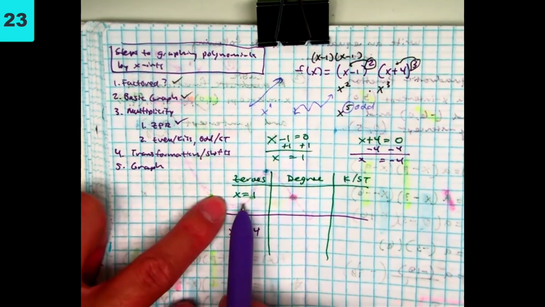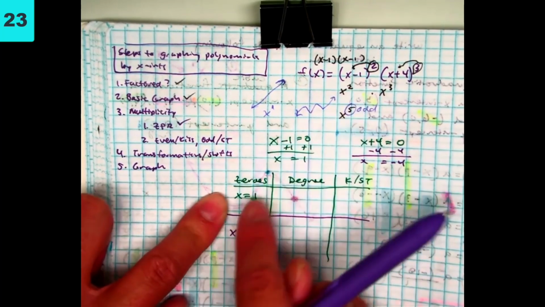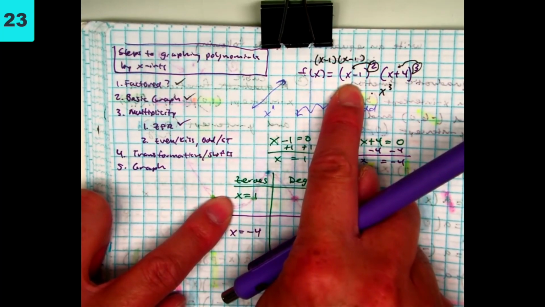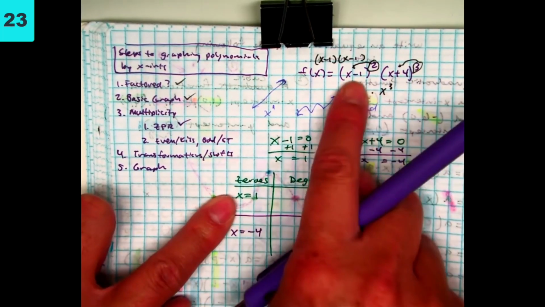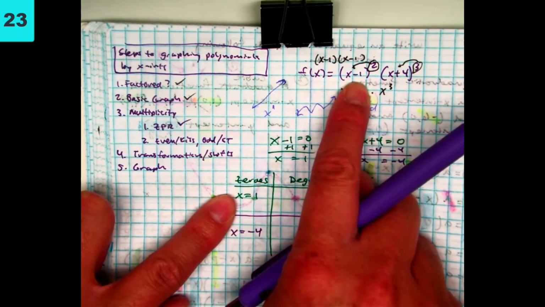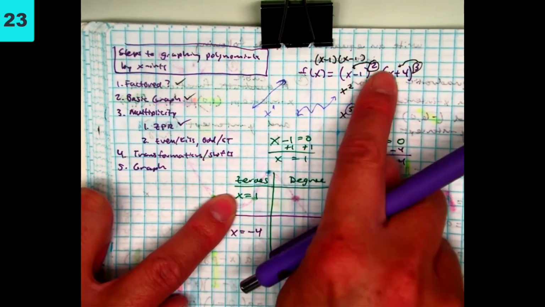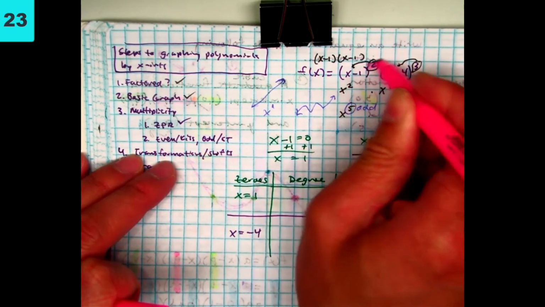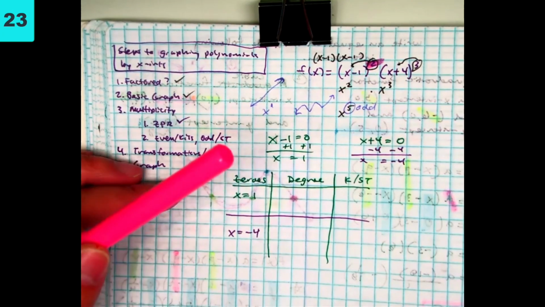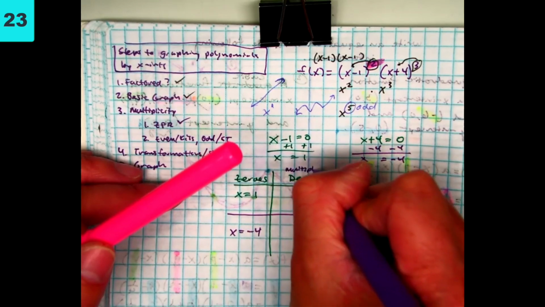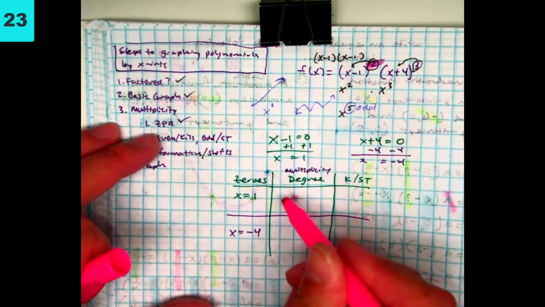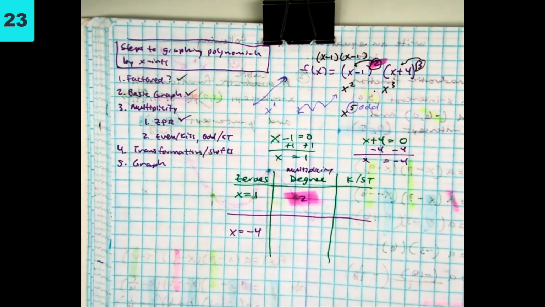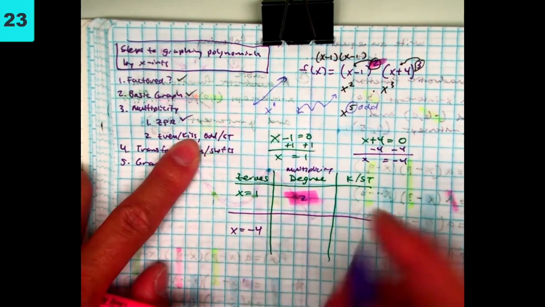Okay, let's look at x equals 1. So this is a big idea here. X equals 1 is the same thing as the binomial x minus 1. X equals 1 is the same thing as the parentheses x minus 1. I just showed that to you, right? So we look at its multiplicity here. Another word for its degree is its multiplicity. Put a 2 here. Class, is 2 an even or an odd number? And what do you do at evens? You kiss.